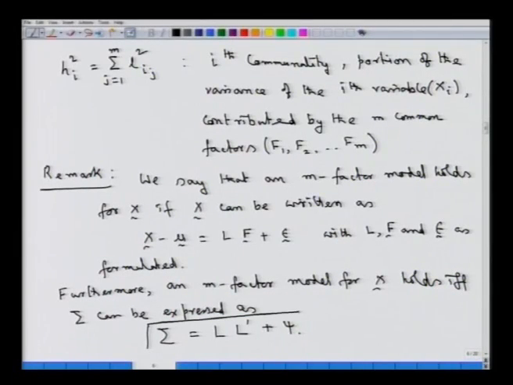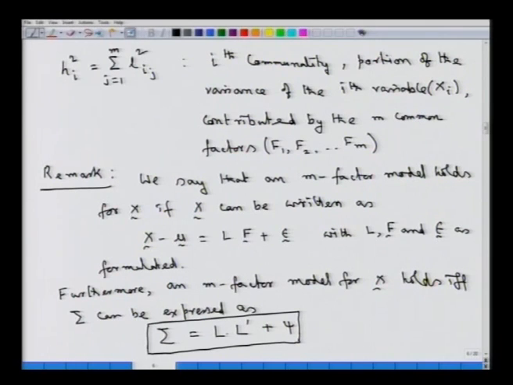So this is what it boils down to: for a random vector x with a covariance structure sigma, we will say that the m factor model holds if and only if sigma, the variance covariance matrix, can be expressed as sigma equal to LL dash plus psi, wherein L, F and epsilon are as formulated. That would imply that psi is a diagonal matrix with diagonal entries psi 1, psi 2, up to psi p. What is the characteristic of those diagonal entries? They are positive, because this is a variance covariance matrix attached with epsilon.